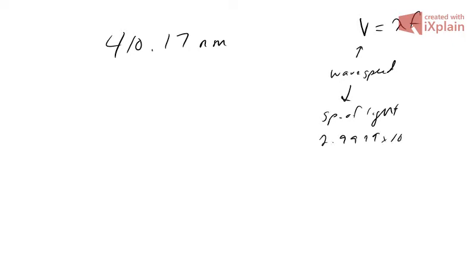So the formula that you're going to use here is velocity equals lambda f, where this is the wave speed. That is always going to be the speed of light. That's the good thing with this. So that is the 2.9979 times 10 to the 8th meters per second number that you have there.